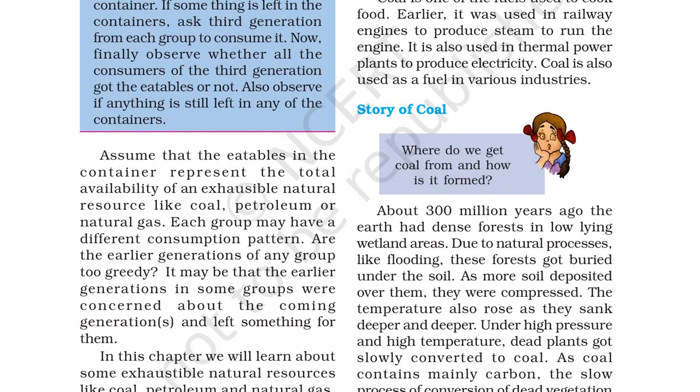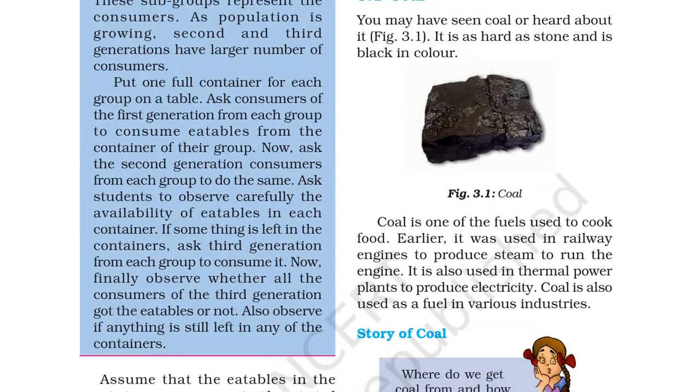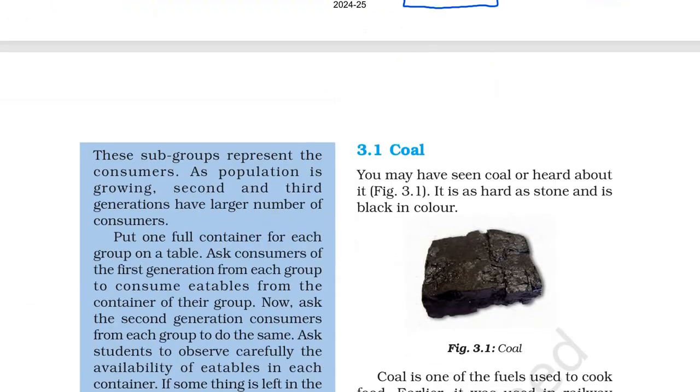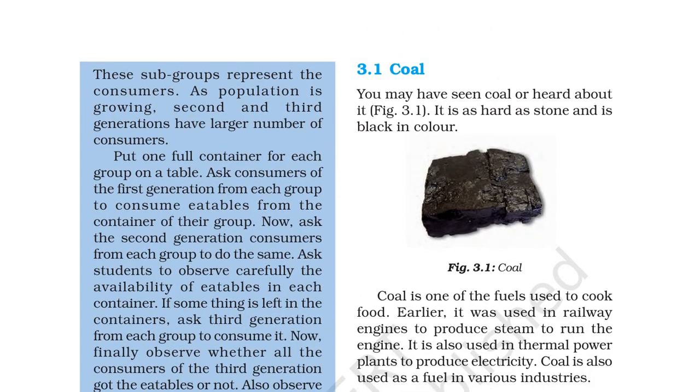Now, what they have given as an example here, let's try to understand this as well. They are saying take some container, fill them with popcorn, peanuts, roasted gram, peas, and all these things, and divide students into groups of 7. We have to make a group of 7 each, okay, and label them as 1, 2, 3, 4 and so on. Label them as first, second and third generation respectively. What we have to do is make everyone first generation, second generation, third generation, fourth generation.